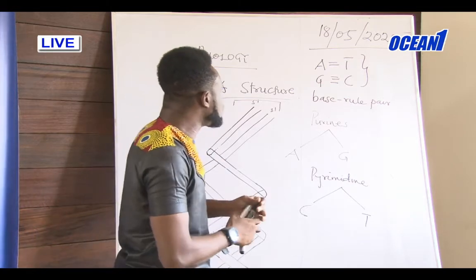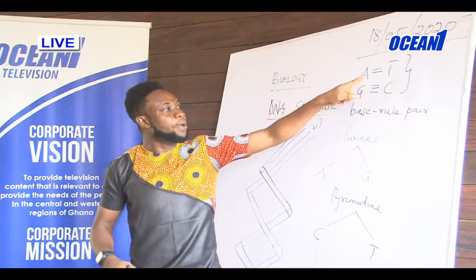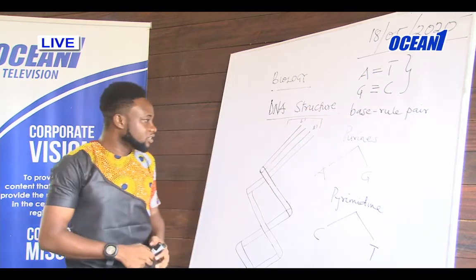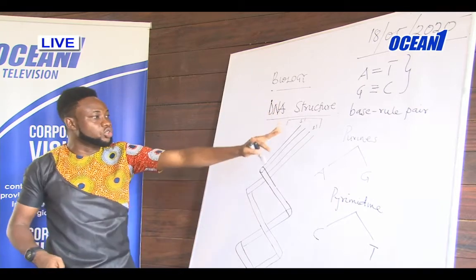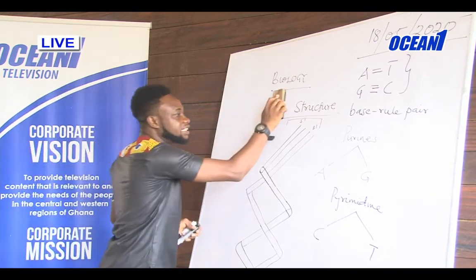So it is the base pair rule that makes us know that adenine will pair with what? Thymine, and guanine will pair with cytosine. So still on the structure, because I'm going to use them to talk about the structure soon.